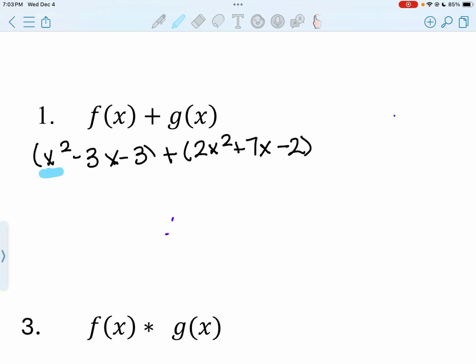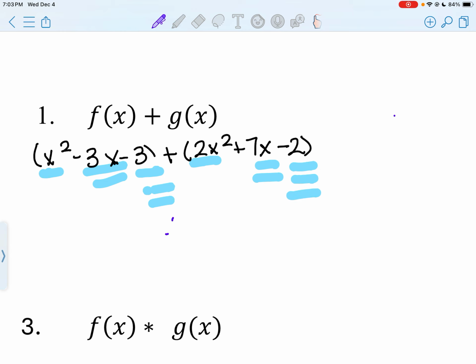So here goes with x squared. X squared can combine with my 2x squared. Those are like terms. 3x, and note that I put 2 underlines here because that's a different term, that's a different variable. X squared is different from x. All right, 3x can combine with 7x. Those are like terms. Then negative 3 and negative 2 are like terms.